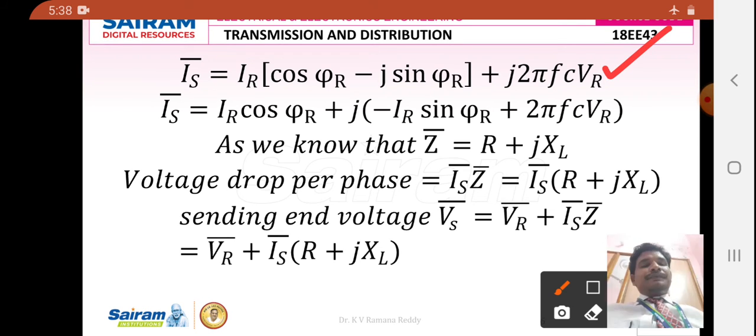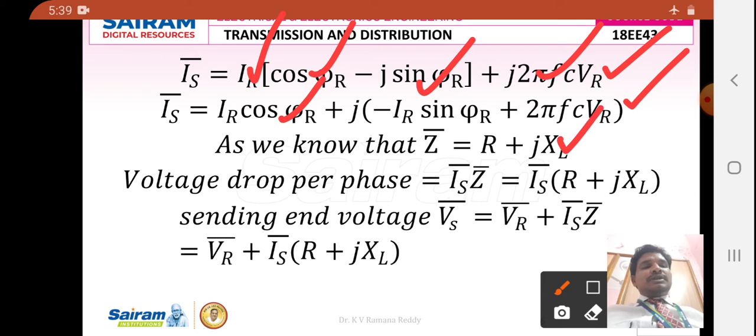Here, multiplying IR with cos phi R gives IR cos phi R minus j IR sin phi R. Taking the j terms separately, because j is there in both, we get plus j of minus IR sin phi R plus 2 pi f C VR. As we know, Z bar is equal to R plus j XL. The voltage drop per phase is IS bar into Z bar, that is IS bar of R plus j XL.